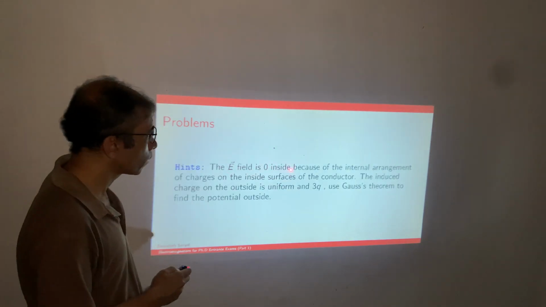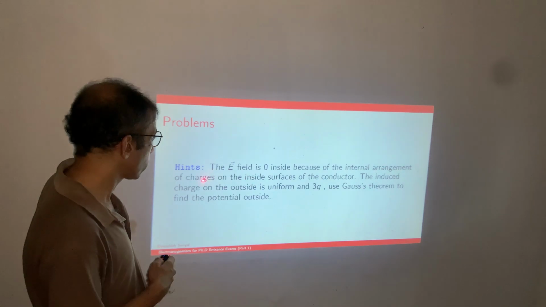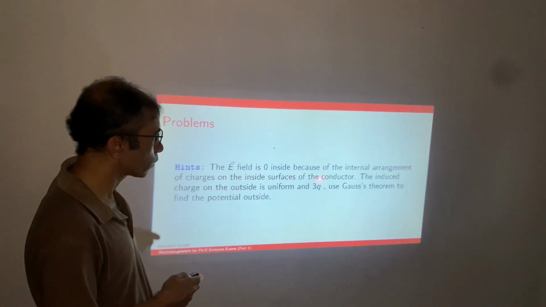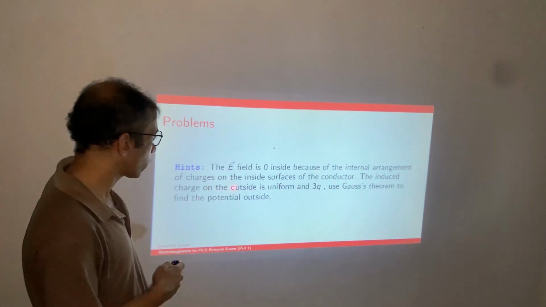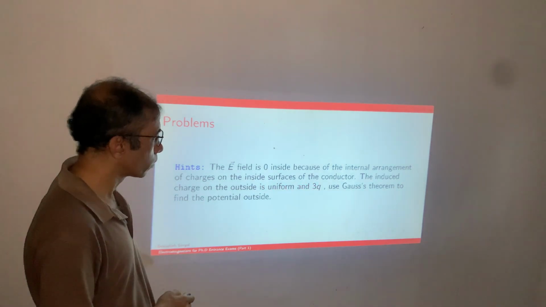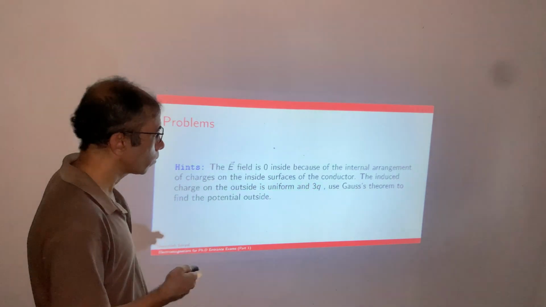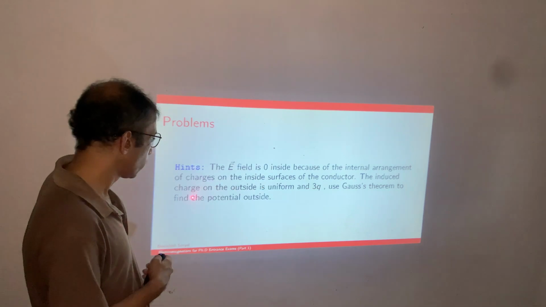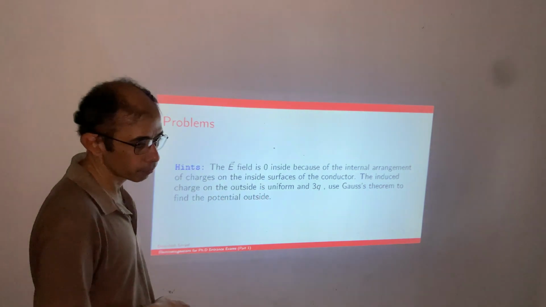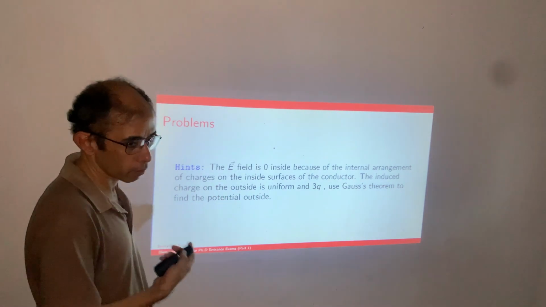The E field is 0 inside because of the internal arrangement of the charges on the inside surface of the conductor. The induced charge on the outside is uniform and 3Q. That's it. And now use Gauss's theorem to find the potential outside, and you will get the answer.